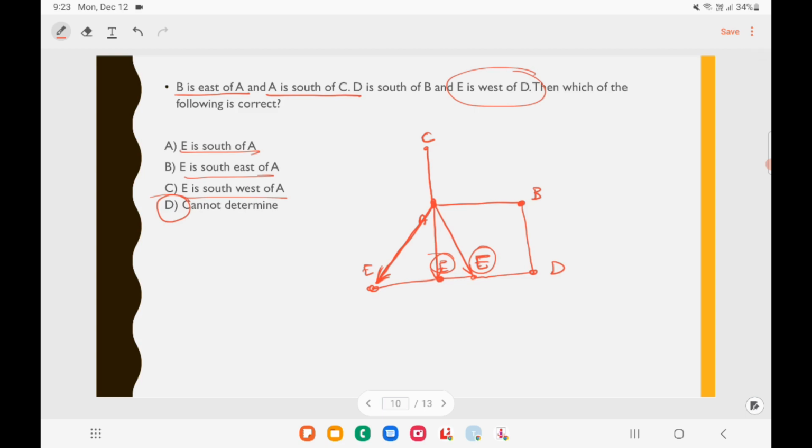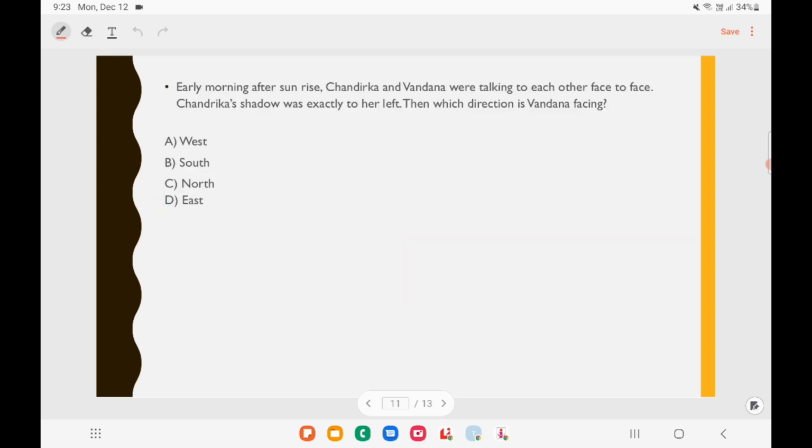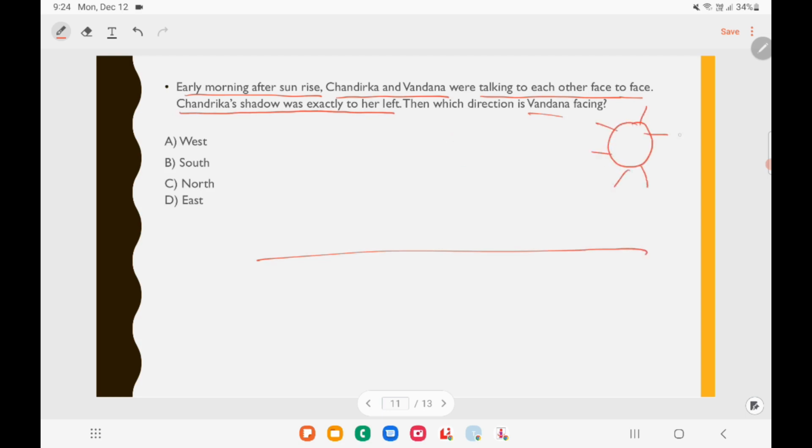Okay, now let us move into another practice question. So let's read this question. Early morning after sunrise, Chandrika and Vandana were talking to each other face to face. Chandrika's shadow was exactly to her left. Then which direction is Vandana facing? So we know that it's morning, right? So I already told you that sun will be in the east. So this is east, sun is here. Now Chandrika and Vandana were talking to each other face to face. So let's say that they are talking like this. So this person is looking south like this, and this person is looking north like this.